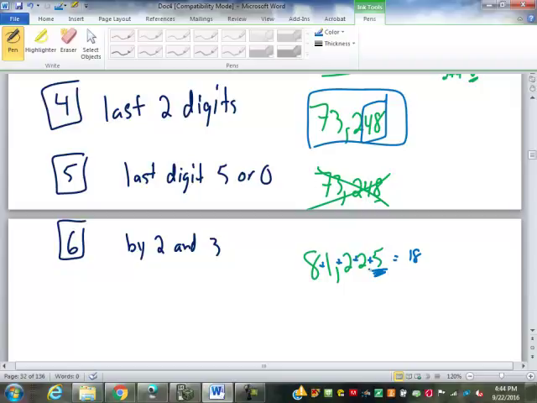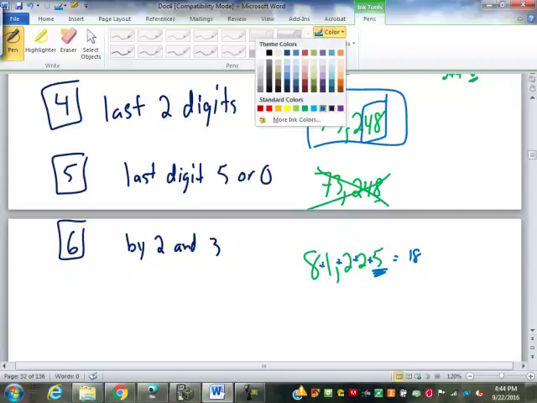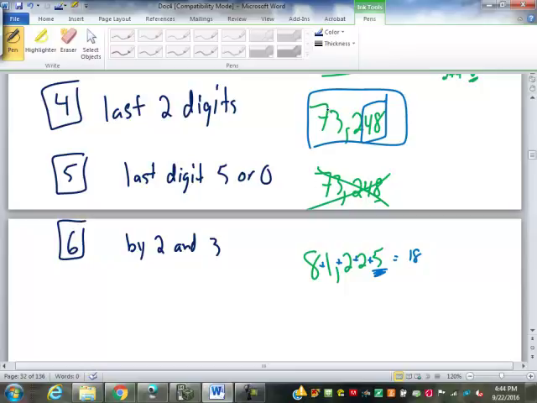And 3, by both of them. Again, to me the 6s aren't that important because I'll divide by 2 and then divide by 3 and you've got it.